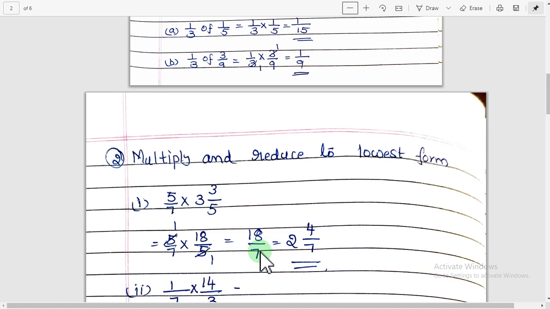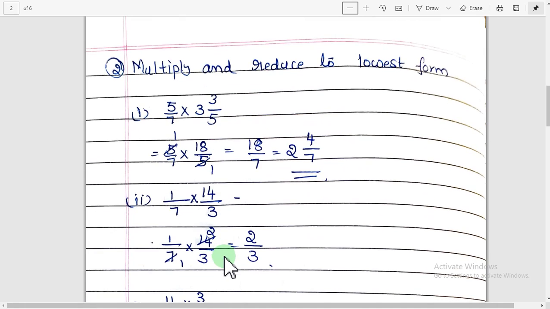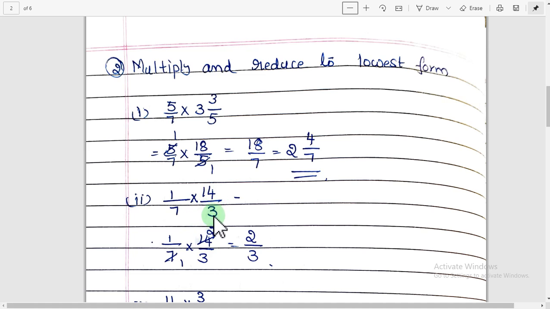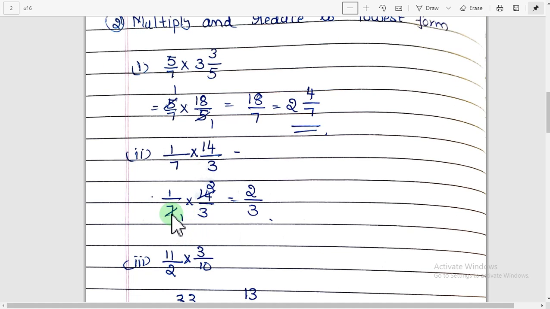Directly converting into a mixed fraction, I have taught you. First you recall the table. Look for the nearest smaller product of 7. 7 ones are 7, 7 twos are 14, 7 threes are 21, which is more than 18. So 7 twos are 14, the remainder is 18 minus 14 is 4, that should be in the numerator, divided by 7. So 2 4/7. The other one: 2 into 1 is 2, 2 by 3. This is a proper fraction.